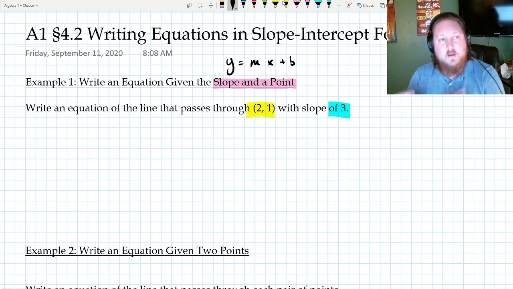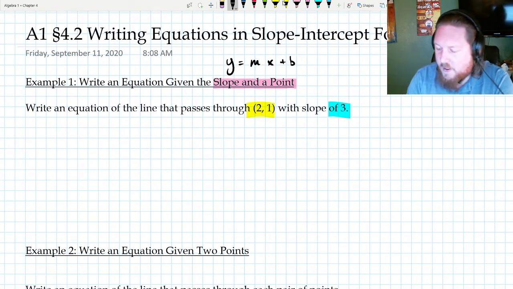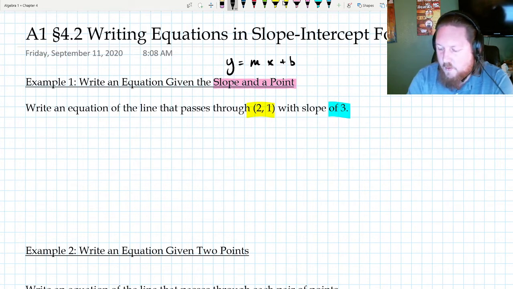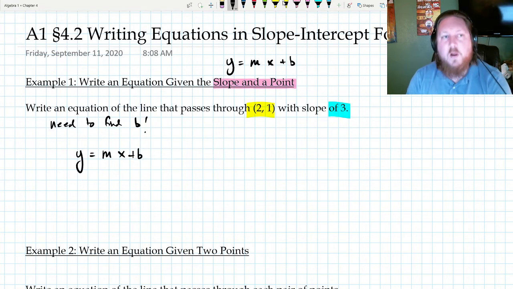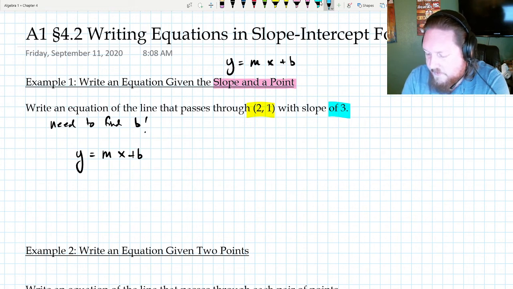Notice it's not the y-intercept anymore. So this basically tells me when I need to write an equation that passes through a point and I'm given a slope, I need to find the b value. So all I'm going to do is take my form y equals mx plus b, plug in what I do know. I know my slope is 3. You can see I wrote it there in blue.